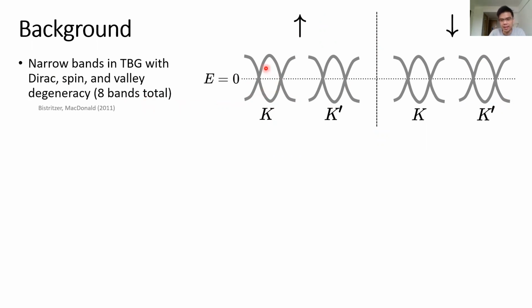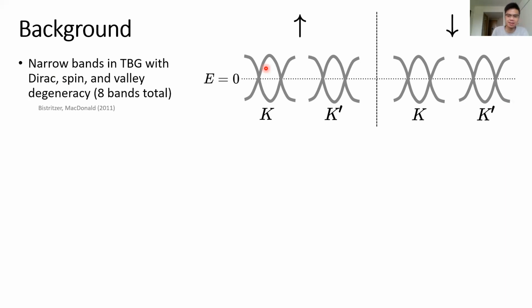And these flat bands, around 20 meV in width, are the origin of a lot of very interesting physics in TBG. For example, correlated insulators, potential unconventional superconductivity, and much more. But here I'll be focusing on one particular facet, which is topological, i.e. the quantized anomalous Hall effect.